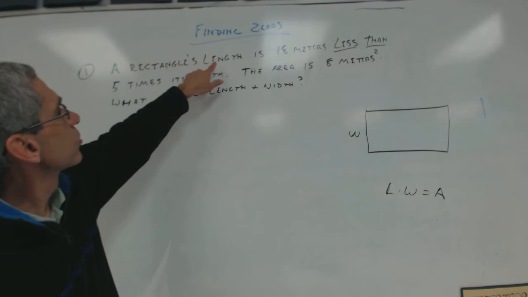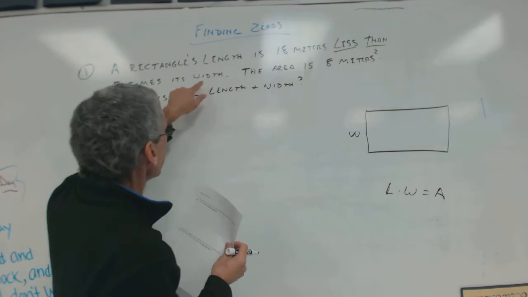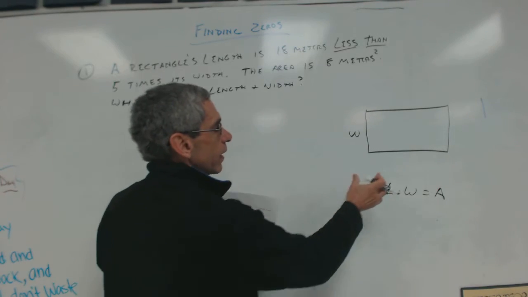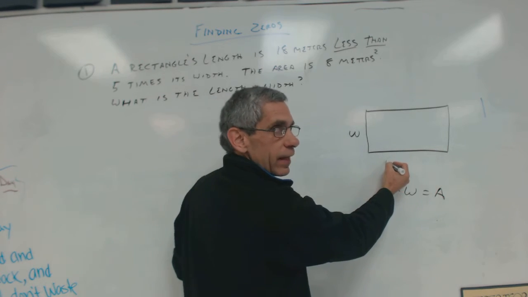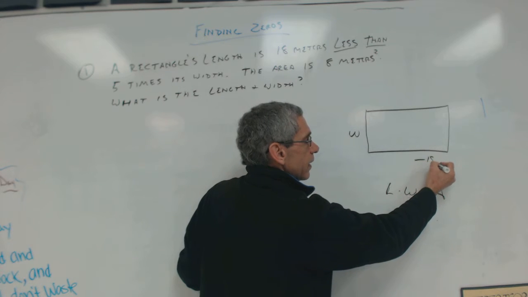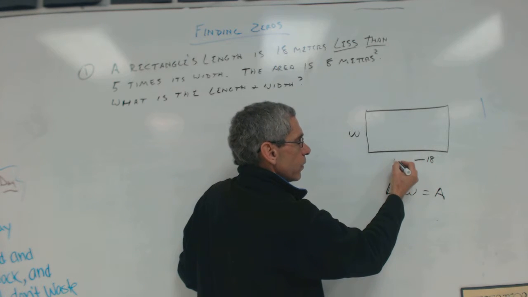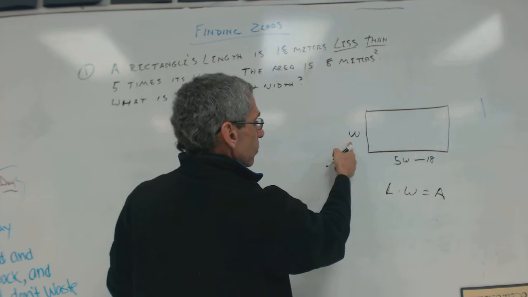It says a rectangle's length is 18 meters less than 5 times the width. So how could I write that for the length? The length is 18 meters less than, where do I put the 18 less than? Off to the right, negative 18. Less than 5 times the width. What would I put here? 5. Okay, great. So that's our length and that's our width.